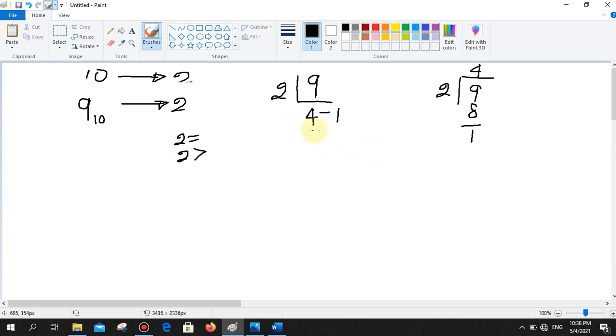After that, you can see this number is greater than 2, so you have to divide it again. If we do rough work like earlier, 2 times 2 is 4, and the remaining value is 0. So I will write that 2 here, and the remaining value is 0.